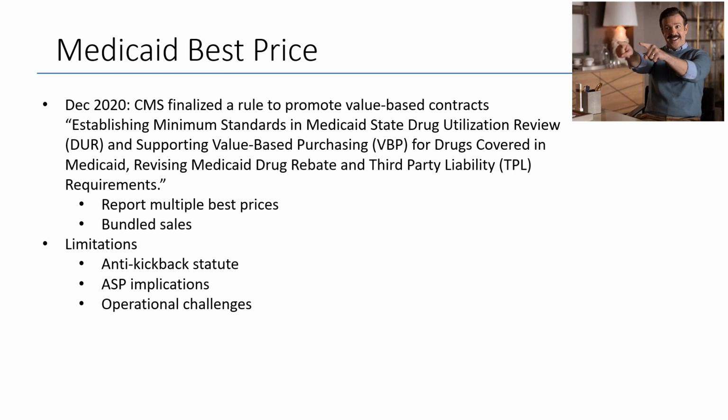It has a very long name, but essentially what it does is it allows, instead of just reporting one best price, you can now report multiple best prices and a thing called bundled sales. Now, it's a very complicated rule change, but the idea is that it would allow you to carve out value-based contracts. You can have a value-based contract with a commercial payer, and as long as you offer a value-based contract to Medicaid as well, that best price that's set by that value-based contract won't affect all Medicaid best price.